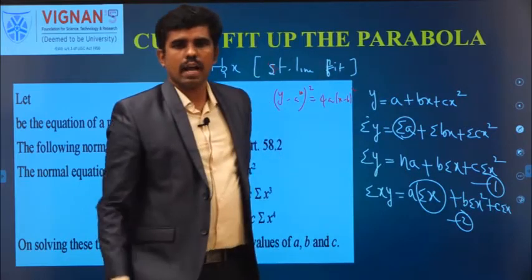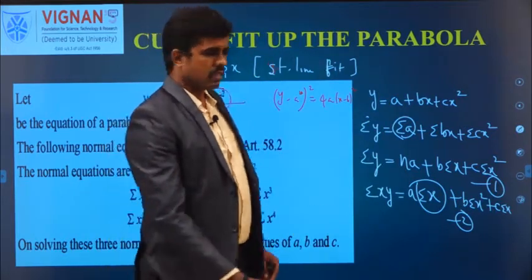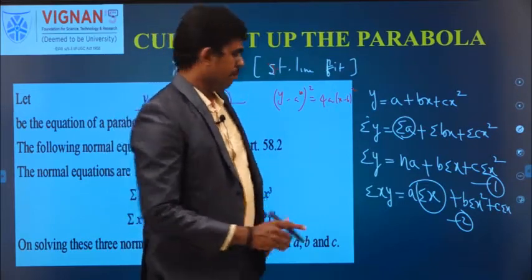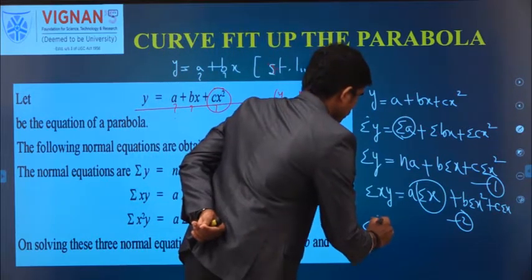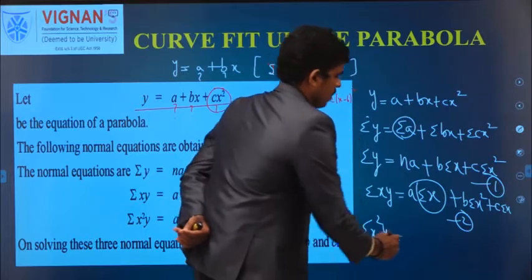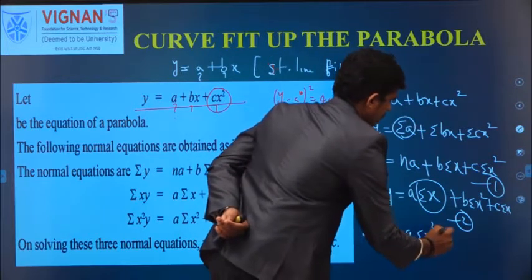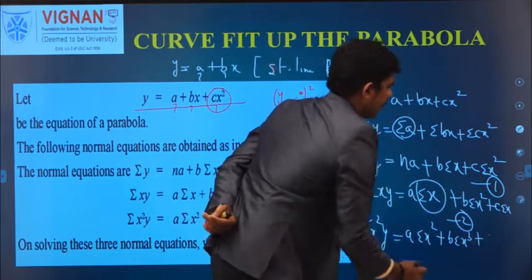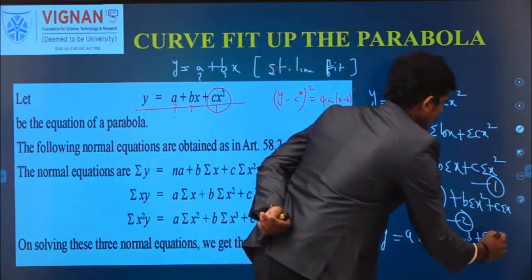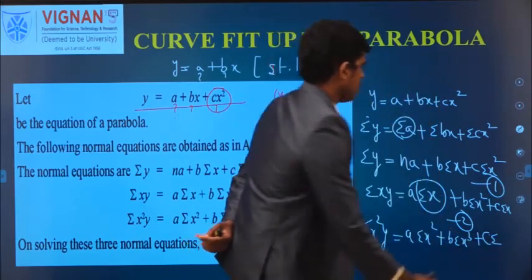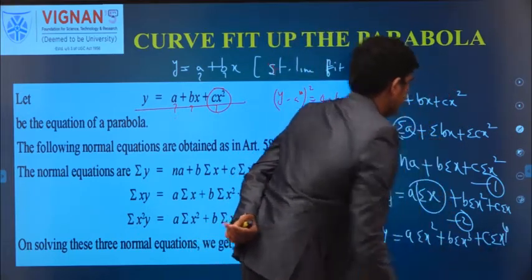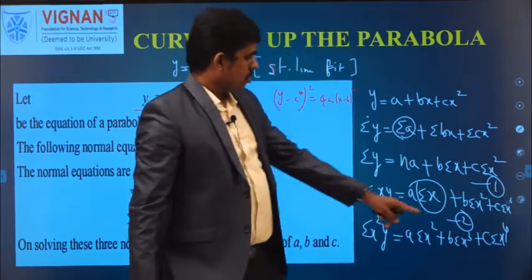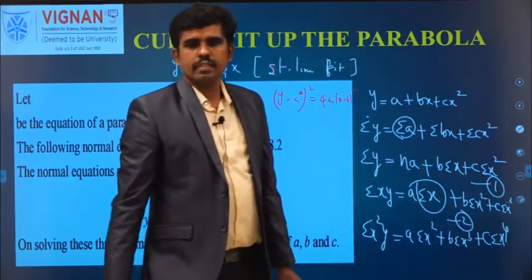Then for the third normal equation, again you multiply by x. Actually this is a shortcut, this is not the original procedure. Again you multiply by x: summation x square y equals a into summation x square plus b into summation x cube plus c into summation x power 4. Okay, here actually x cube, it has been deleted. So c x power 4.